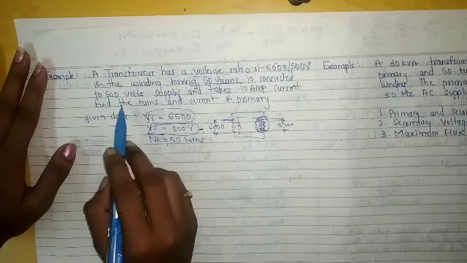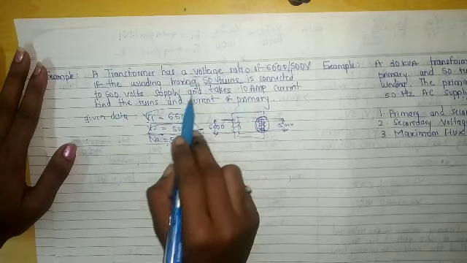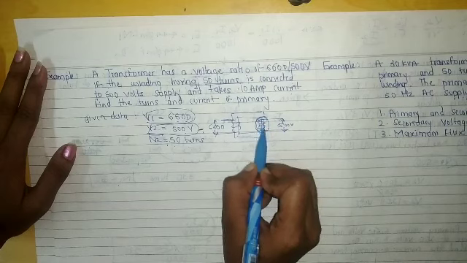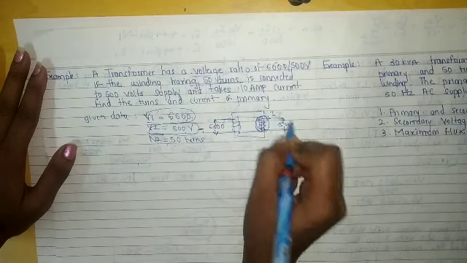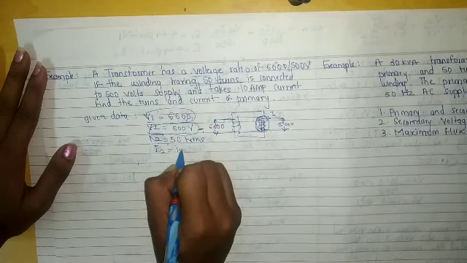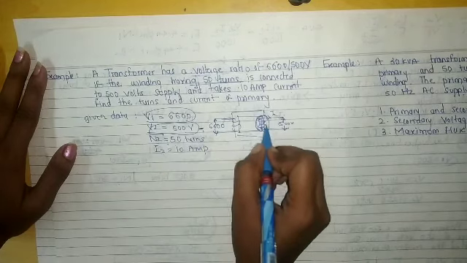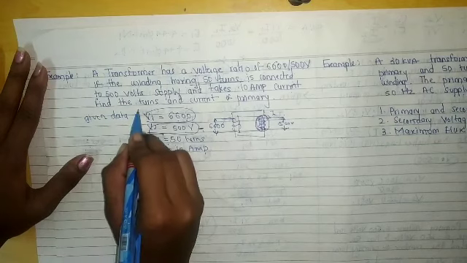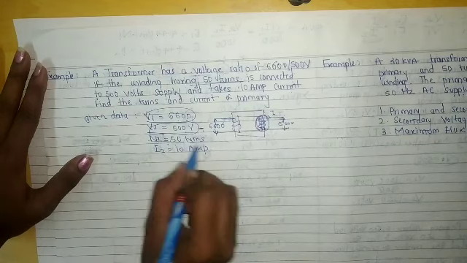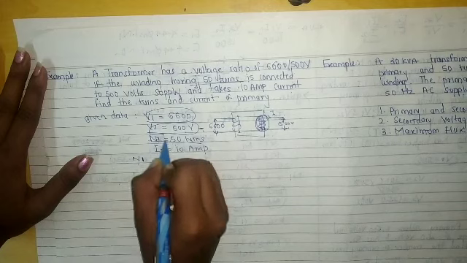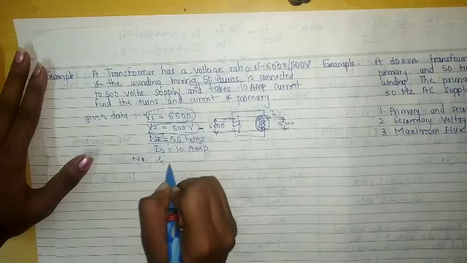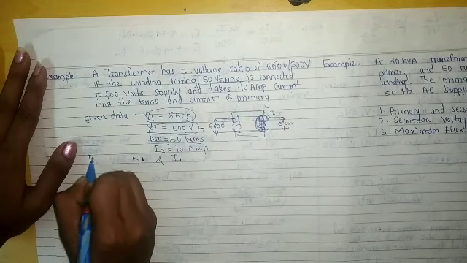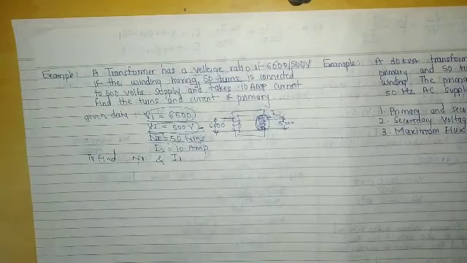Now what they have asked: it takes 10 ampere current. So this winding takes 10 ampere current, that means this is I2, that is 10 ampere. The same winding takes 10 ampere current, so they have given us I2. Find the turns, that means we know N2, we have to find N1, and the primary current also. So we have to find N1 and I1.